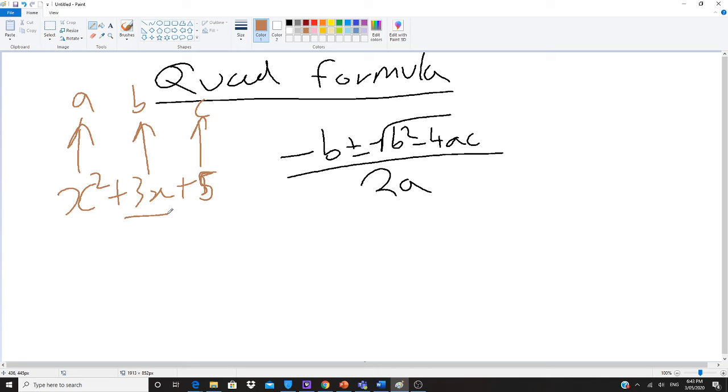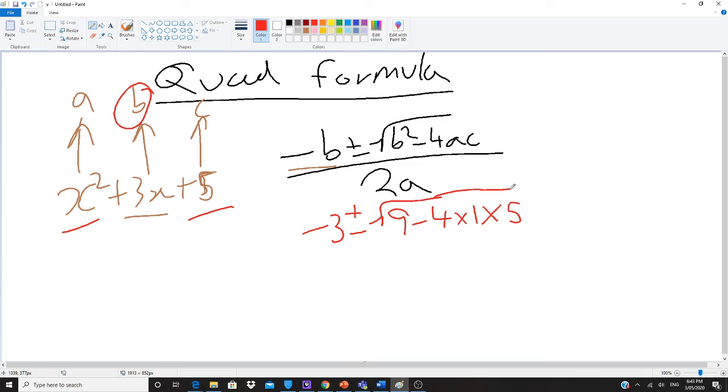So we have 3 and -b, which is going to be -3 plus or minus the square root of b squared, so you have b, 3 times 3 is 9, minus 4 times a, which is 1, times c, which is 5, all divided by 2 times 1, sorry.